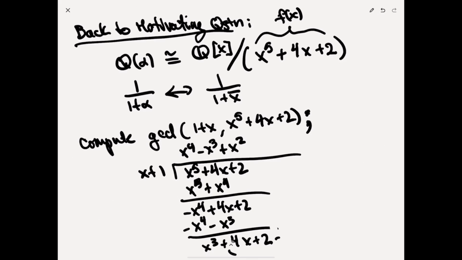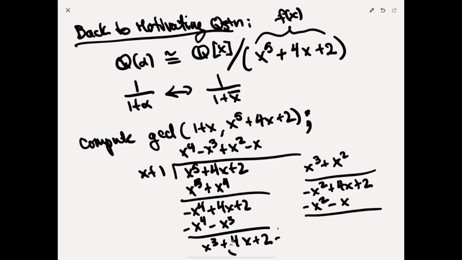So we're subtracting here. We have x cubed plus x squared. Once we subtract them, we get negative x squared plus 4x plus 2. Then we have a minus x, so we have minus x squared minus x. Then this becomes 3x plus 2. And then we have a plus 3, so we get 3x plus 3. And so this becomes a minus 1. This one's not divisible anymore, so we now have a remainder.